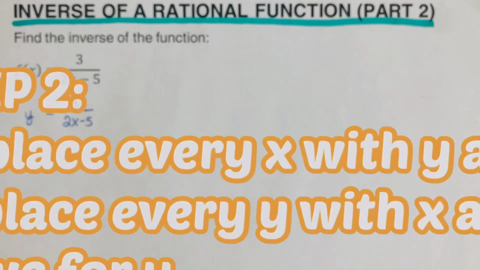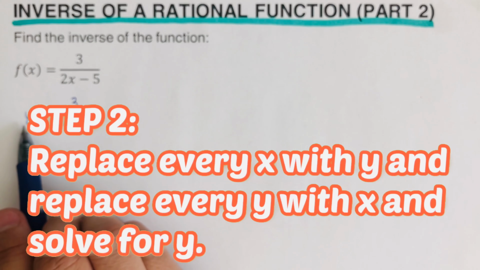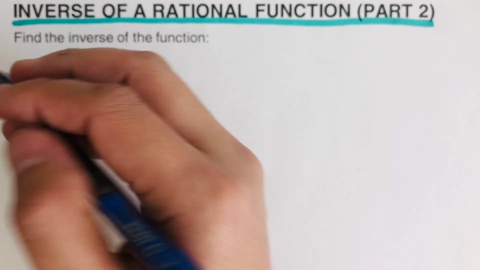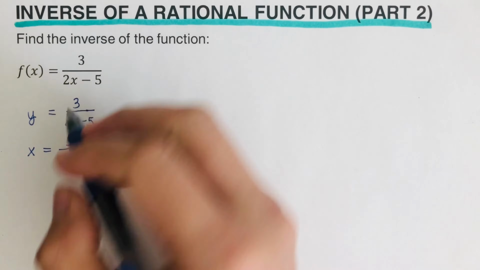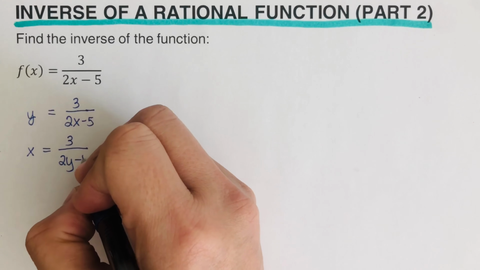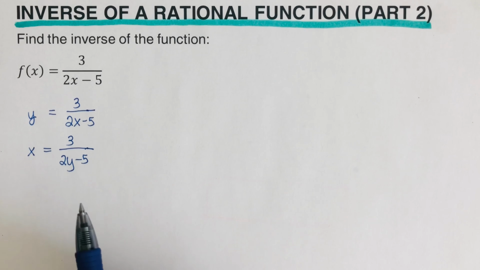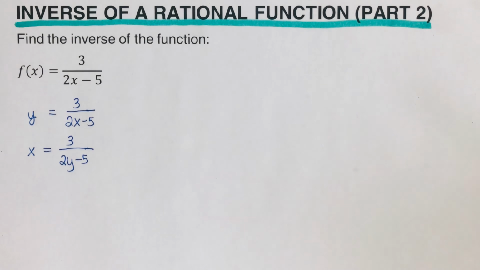The second step is to replace every x with y and replace every y with x, and solve for y. So pretty much like this, y here will become an x, and that is equal to 3 over, this x will become a y, so that becomes 2y minus 5. And then part of this step is to solve for y by itself. So we are supposed to isolate y on the right side.